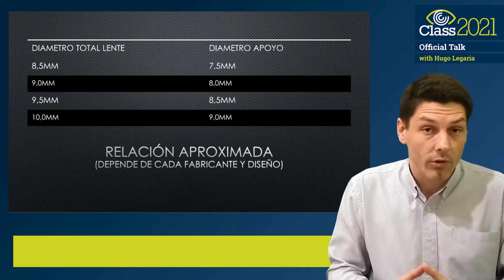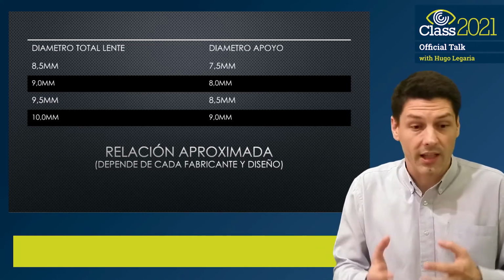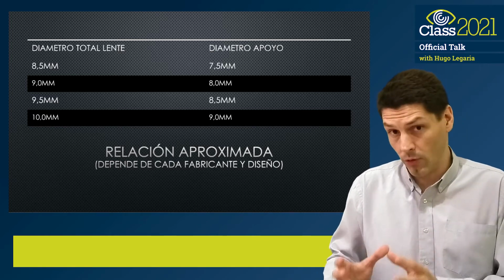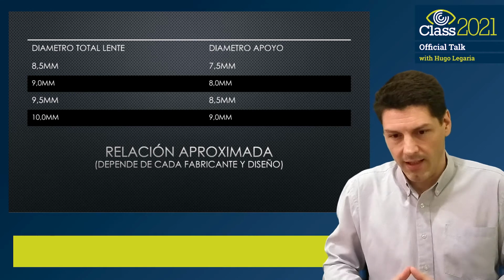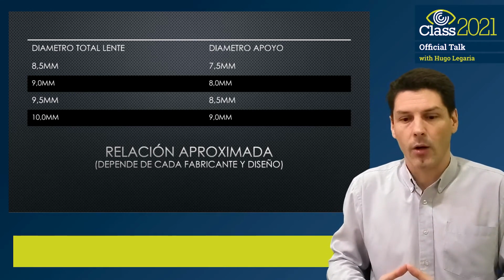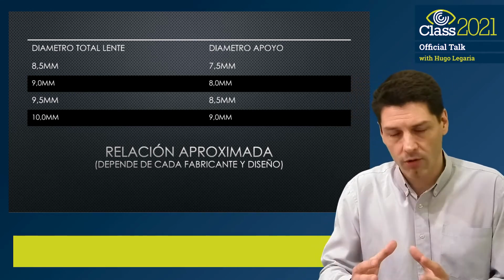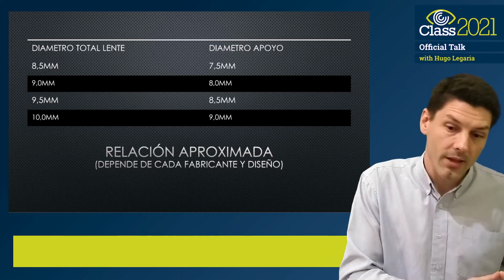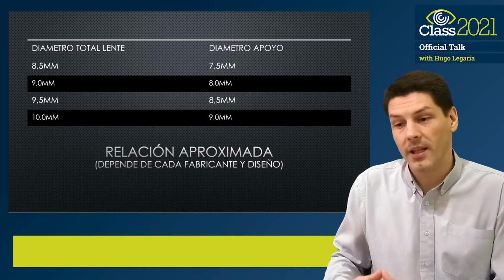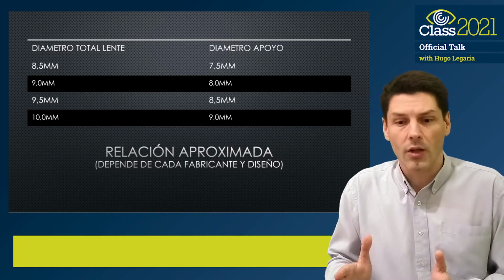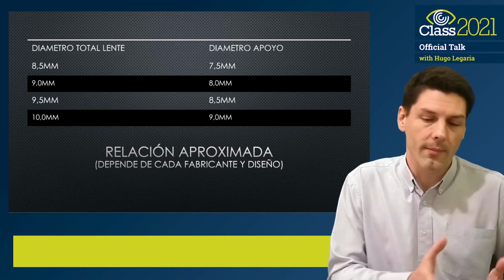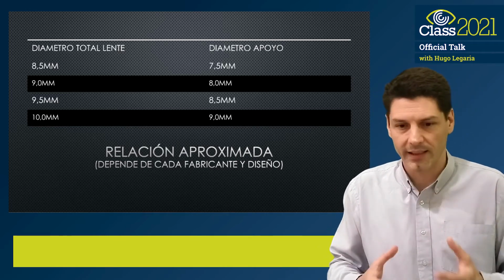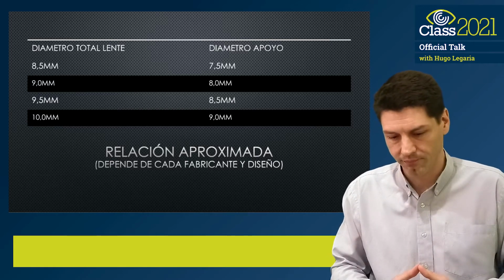For that reason, if, for example, we are going to fit a 9 millimeter lens, what we are going to do when we analyze the topography is to take the measurements in reference at 8 millimeters, that is, 1 millimeter less than the diameter of the lens. If we fit a 10 millimeter lens, what we are going to do is survey the topography of a 9 millimeter area, that is, 1 millimeter less. And it is an approximate relationship, but it is useful because we obtain enough precision.